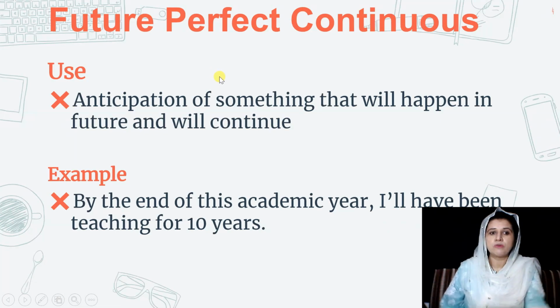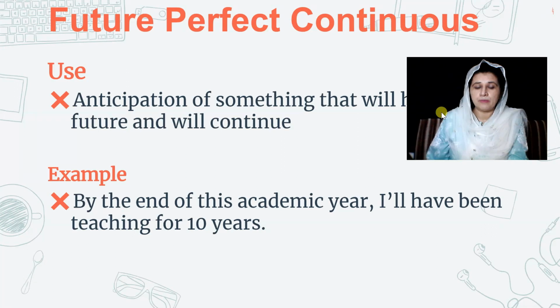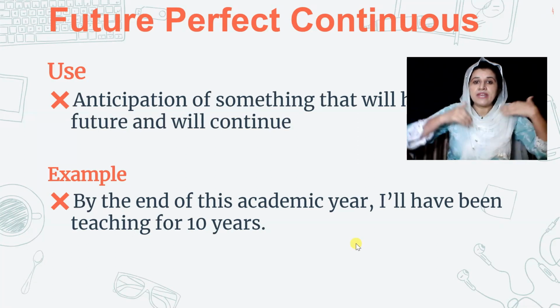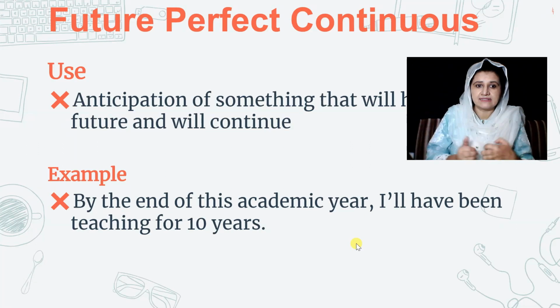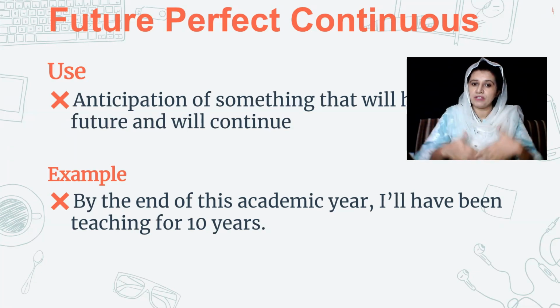Okay, let's see some of the more usages of this tense. This tense talks about anticipation of something that will happen in future and it will continue. For example, if someone asks me, since when have you been teaching? And I answer, by the end of this academic year, I will have been teaching for 10 years. Now what does it mean? That for 10 years I am teaching. Now 10 years are complete, and of course I am supposed to teach in future as well.